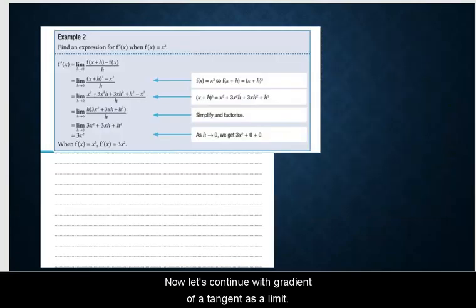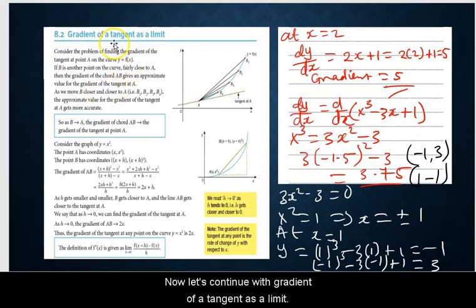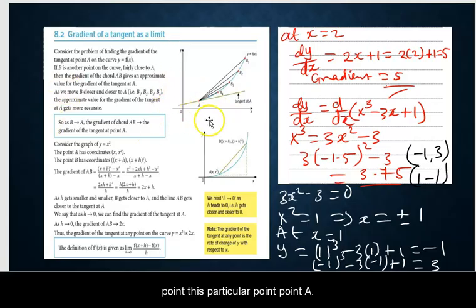Now let's continue with gradient of a tangent as a limit. When we look at the gradient of a tangent as a limit, we want to look at it in terms of a particular function. So we can consider the problem of finding the gradient of the tangent at point A on the curve y equals f(x). The tangent touches the curve at one point, this particular point, point A.